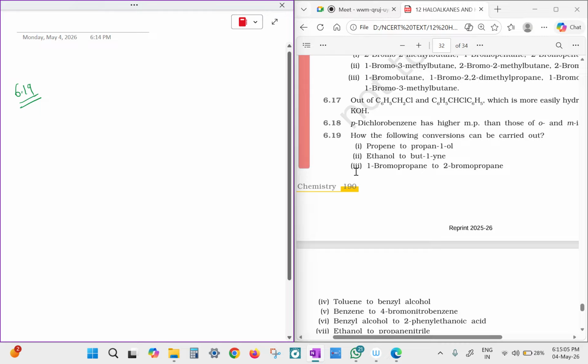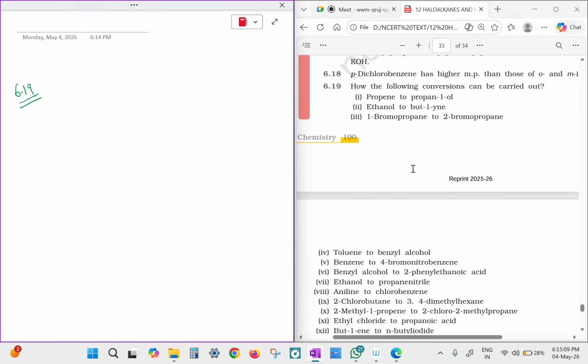Okay. And whatever I do, if I continue to do so, I'll prolong this lesson only. Instead of that, as I said, parallelly, you people also will start. Right. So the first question, it's propene to propanol. Propene to propan-1-ol. Fine.